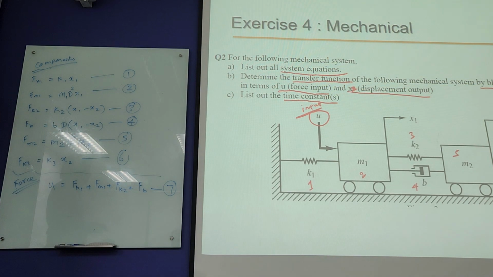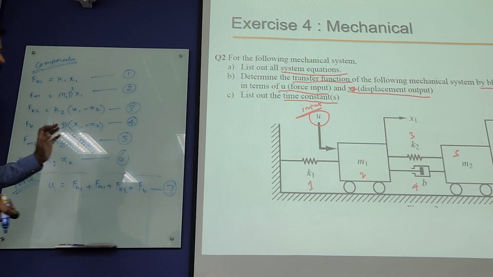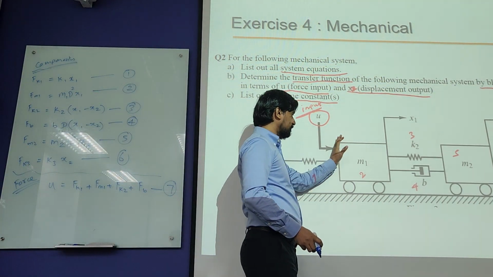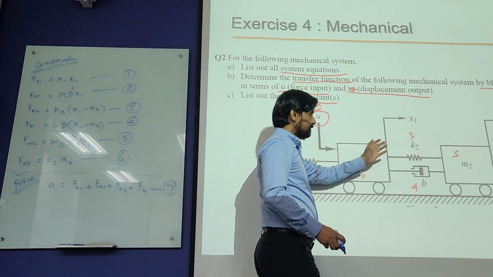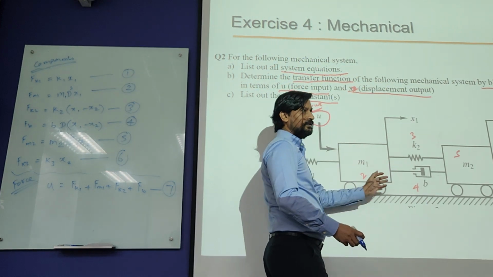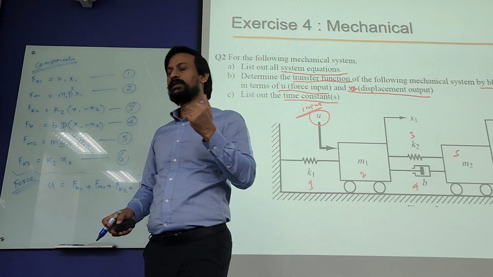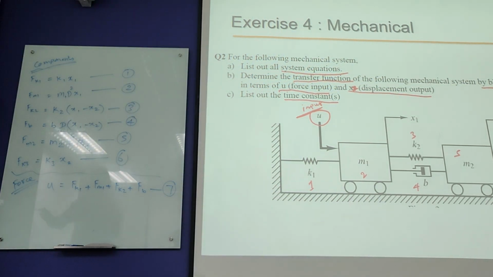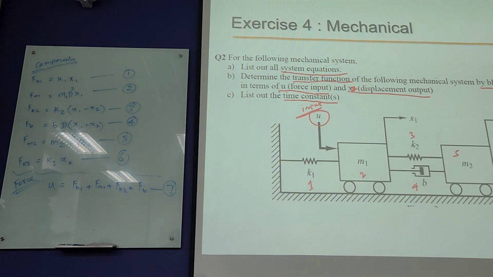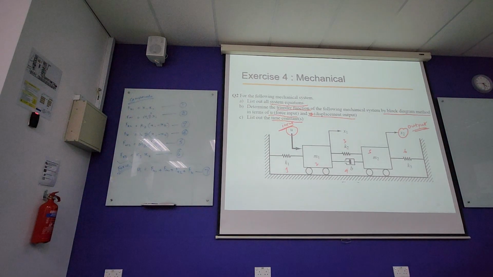Are we good? When I'm applying the force, these 4 components act on it. When I apply the force over here, the 4 components resist the applied force. In other terms, which components are stopping me when I apply the force? So these 4 components will be stopping the input force as per this setup. That's your 7th one.